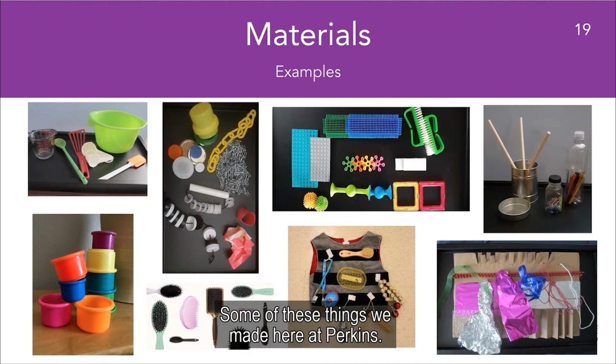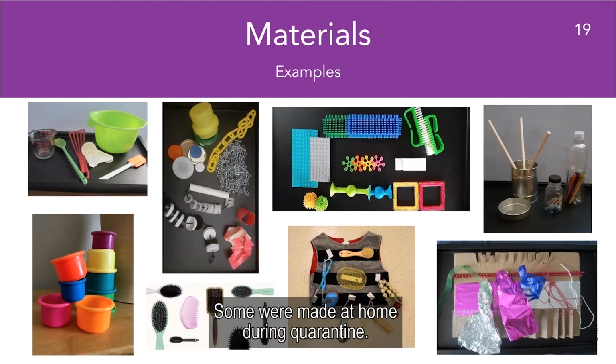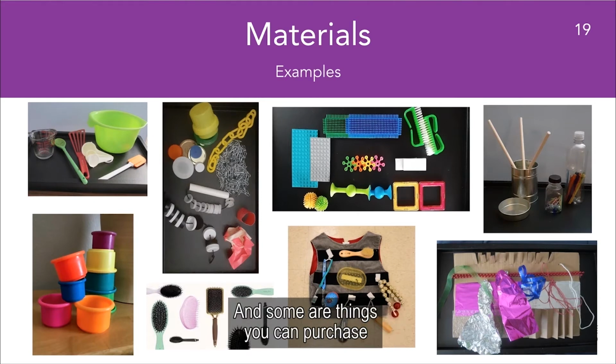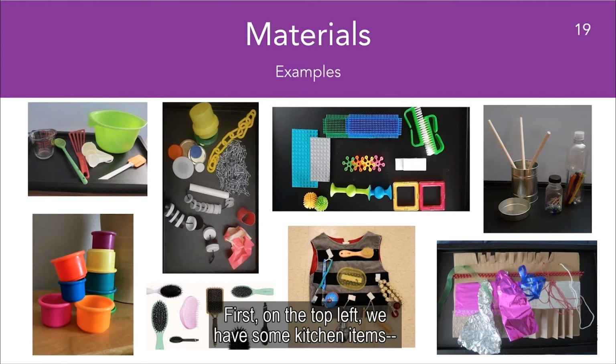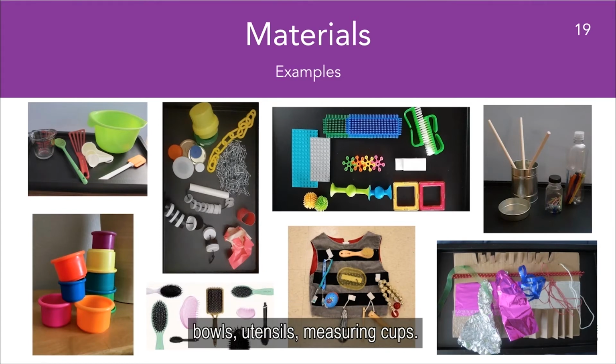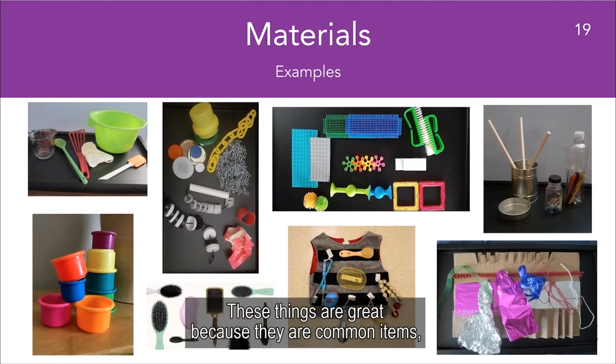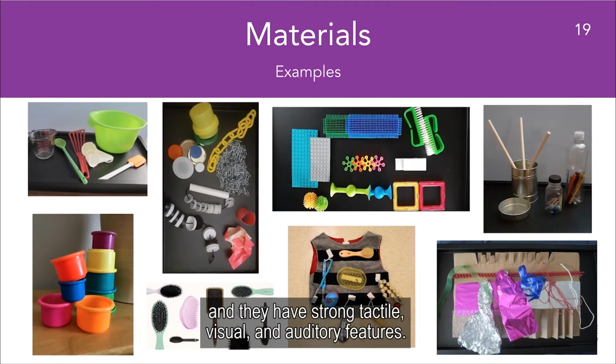Some of these things we made here at Perkins, some were made at home during quarantine, and some are things you can purchase either locally or on the Active Learning website. First, on the top left, we have some kitchen items: bowls, utensils, measuring cups. These things are great because they are common items and they have strong tactile, visual, and auditory features.